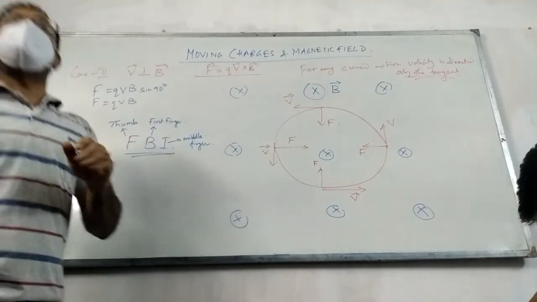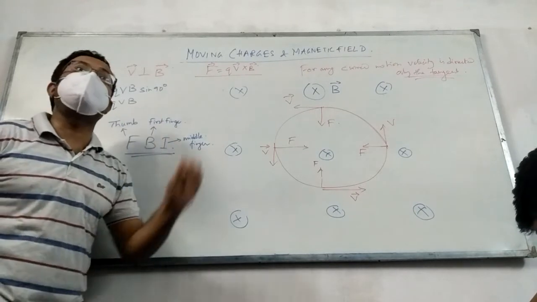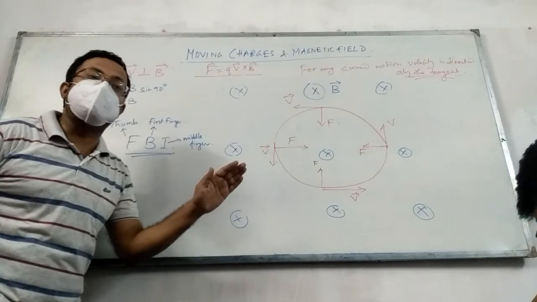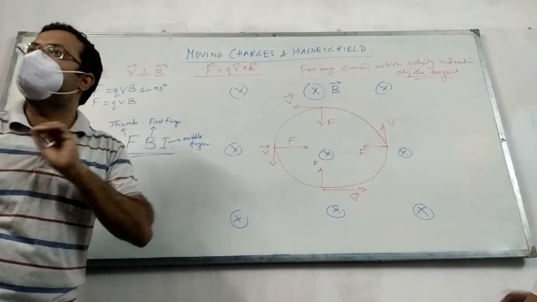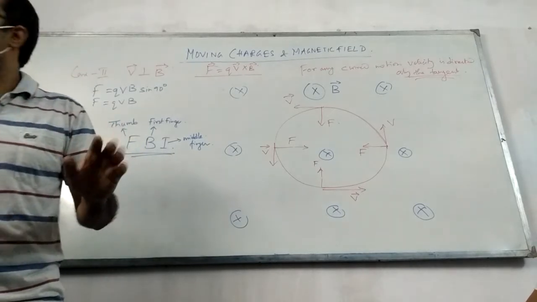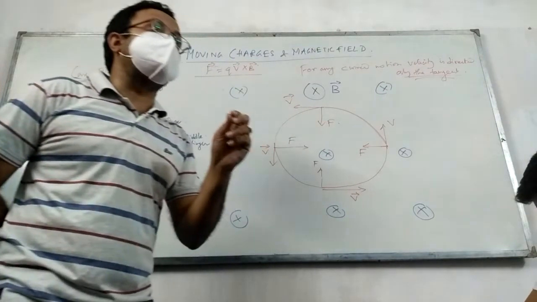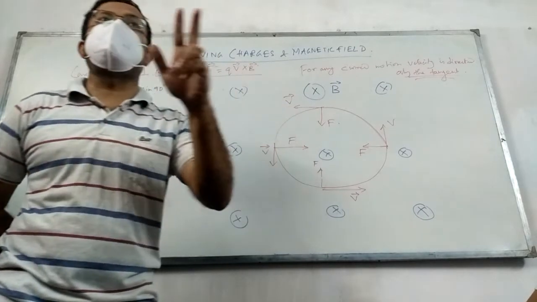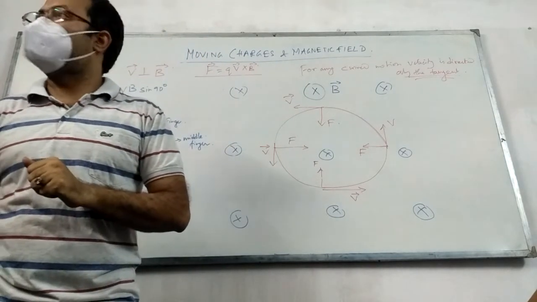Okay, why am I wasting so much time to understand direction? Because direction is the most important thing here. If you don't understand the direction along which the forces are being experienced, you will not understand any single thing of this chapter. So you have to keep on practicing the directional senses. Just arbitrarily mark up the directional senses of velocity and magnetic field and see whether you can locate the direction of force or not. Alright?